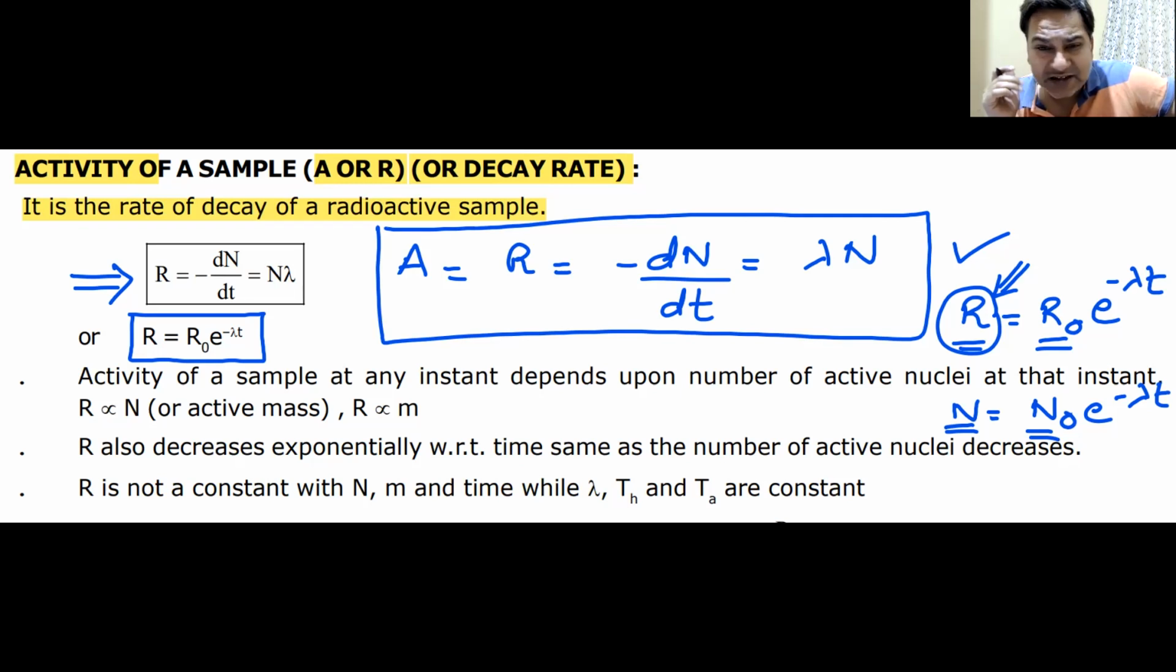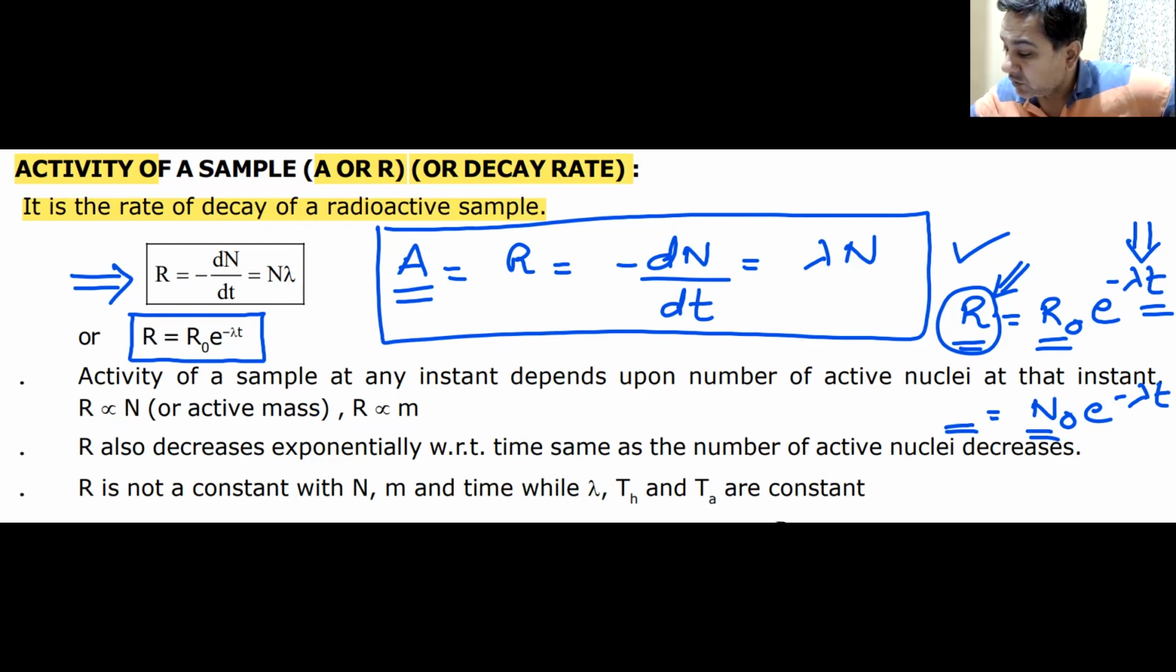Do we understand this? R does not stand for radius. Radius has got nothing to do here. R means rate. If you are getting confused with R, you can use A for activity. Please don't say R is radius. You will not be sounding good. E stands for Euler's number. Lambda stands for what? Lambda stands for decay constant, and t stands for the time in picture. So this is how both the formulas are related to each other. Do we understand this?